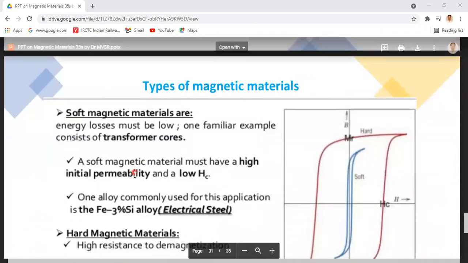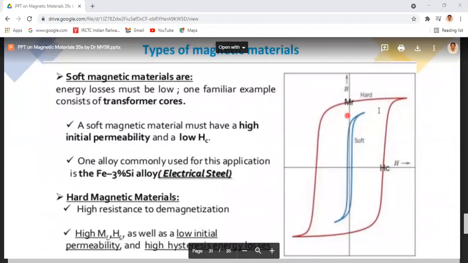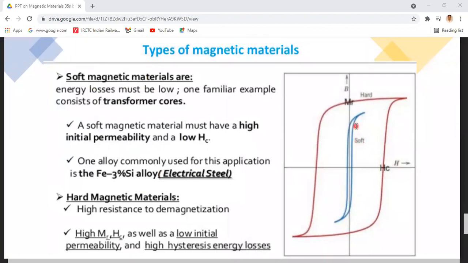So actually, hard magnetic materials have a larger area. Look at the soft magnetic materials, their hysteresis loop area is small.